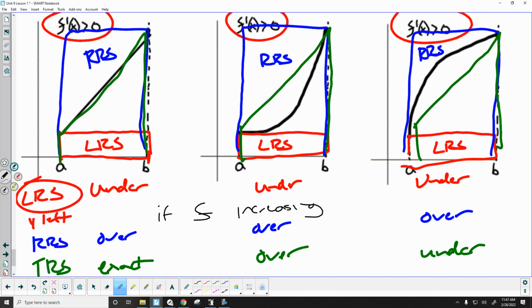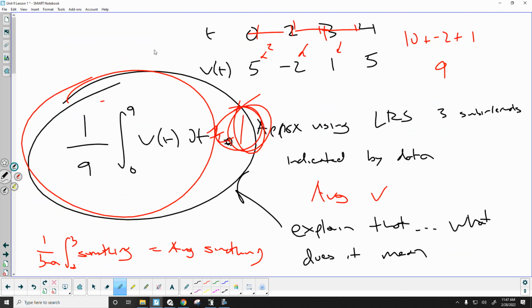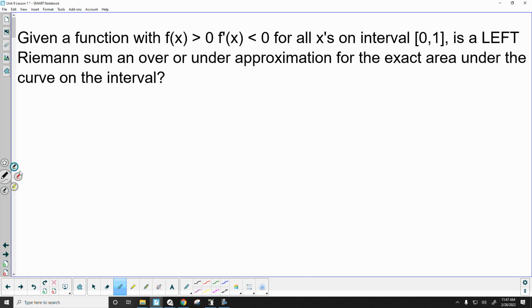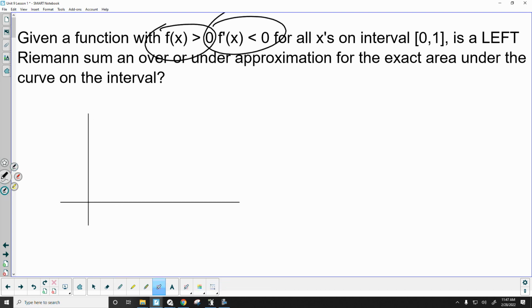All right, well, what if the function's decreasing? Switch. Positive y's, negative derivative, is a left Riemann sum over or under?